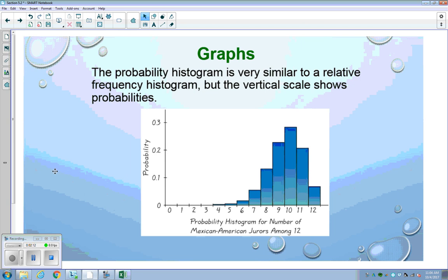Here could be a graph or a histogram. It shows the probability instead of the frequency.